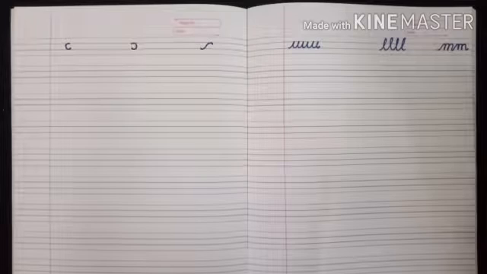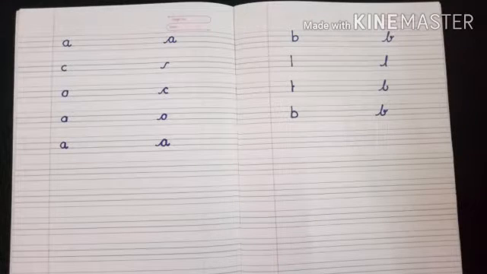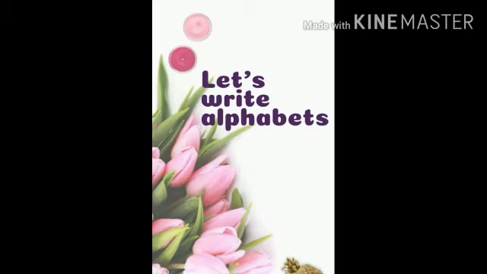Children, see, this is your 4-line book. These are the formations and strokes. You also learn alphabets: small alphabet A, cursive A, small alphabet B and cursive B. Today we are going to learn alphabets C and D.